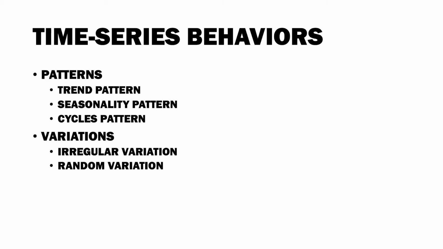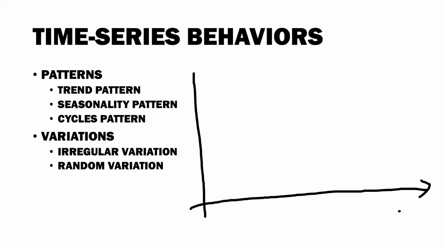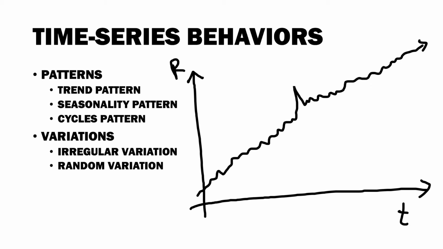Another thing we need to be aware of are variations, and there are two different flavors of variations. Earlier, we talked about the trend pattern, which looks, again, something like this. As you can see, there are all these bumps. When we average these out, we get our trend line. But the variations from here to here, from here to here, these are what we call random variations. And they are residual variations that remain after all other behaviors have been accounted for.